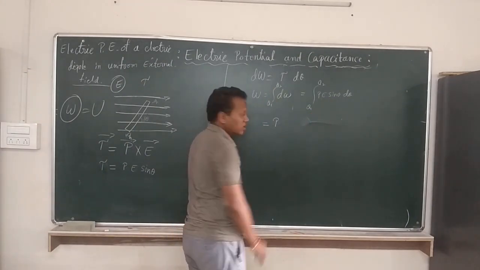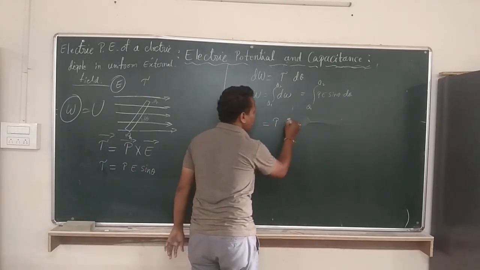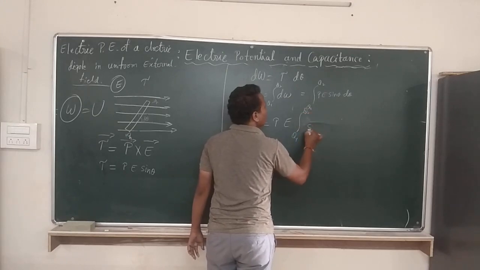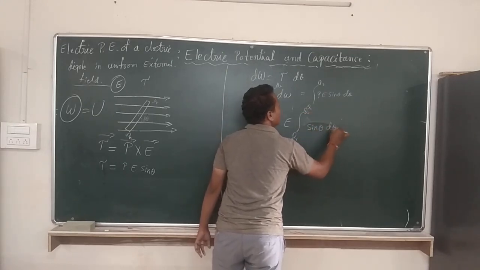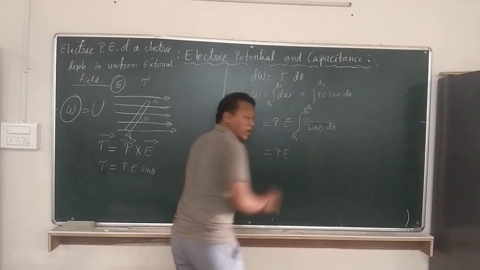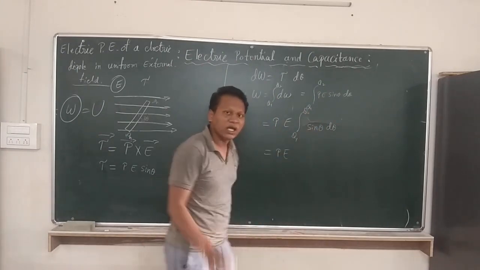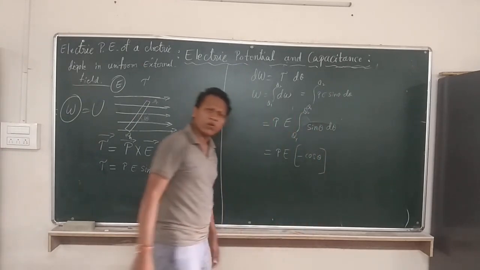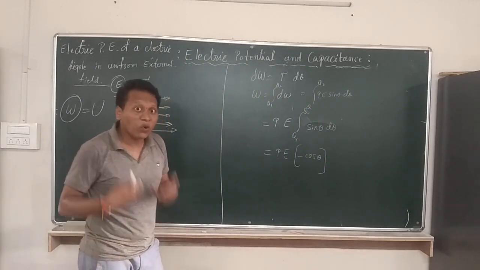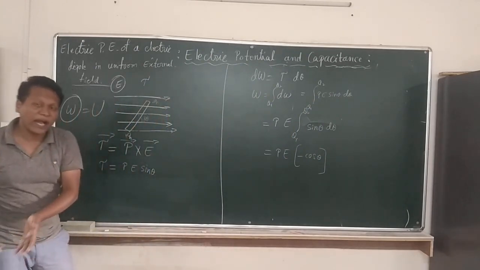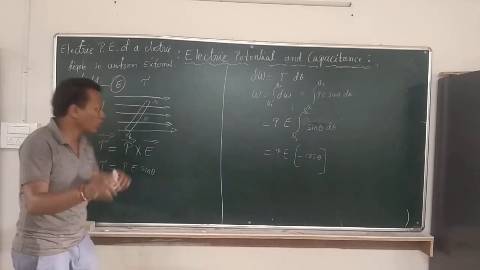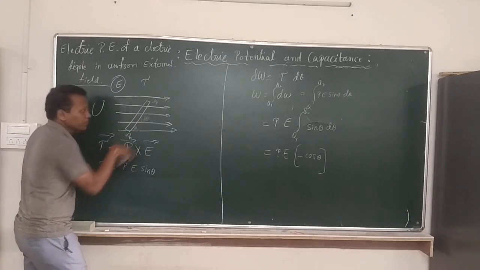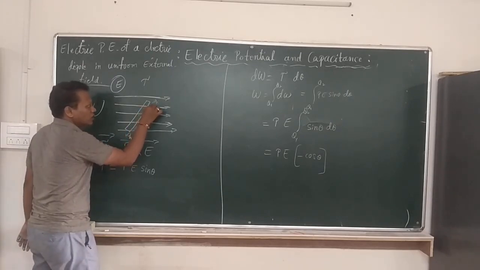The electric dipole moment is constant, and the uniform external field is also constant. So what is left is the integral from theta 1 to theta 2 of sin theta d theta, multiplied by PE. The integration of sin theta is minus cos theta. But we don't know exactly where it started to rotate and where it is going to end. I am talking about the angular displacement. Here I have a charge plus q at theta 1, and here a charge minus q at theta 2.